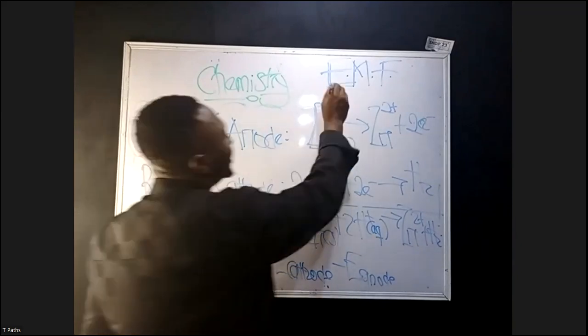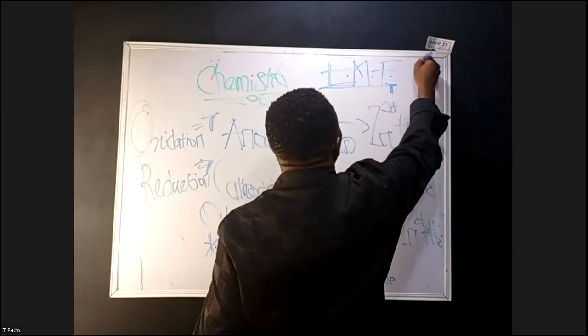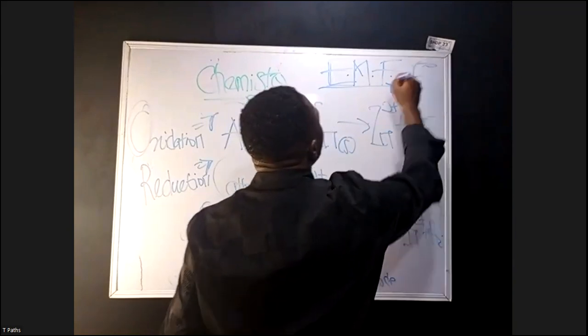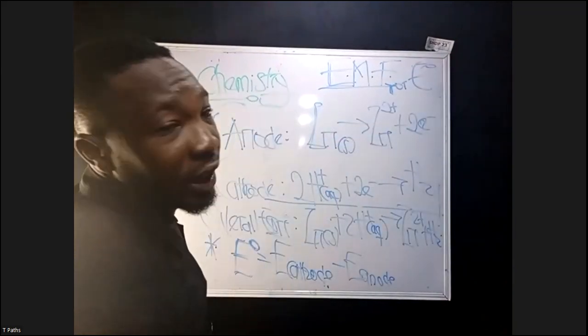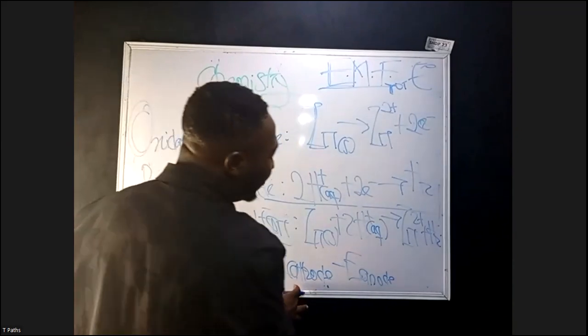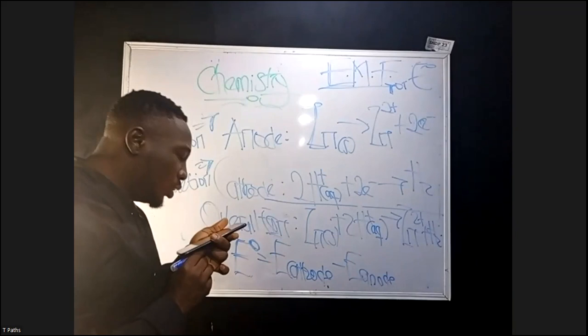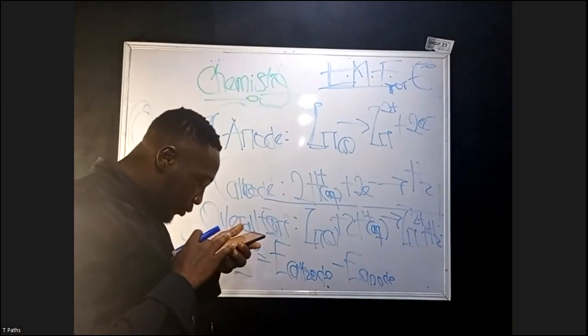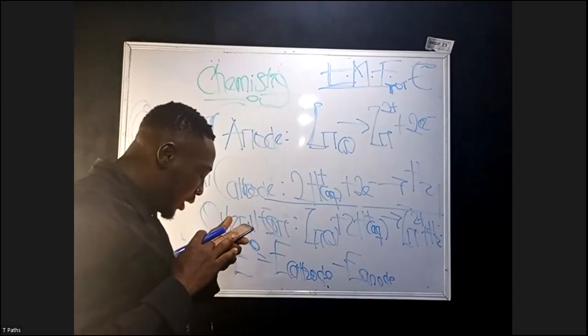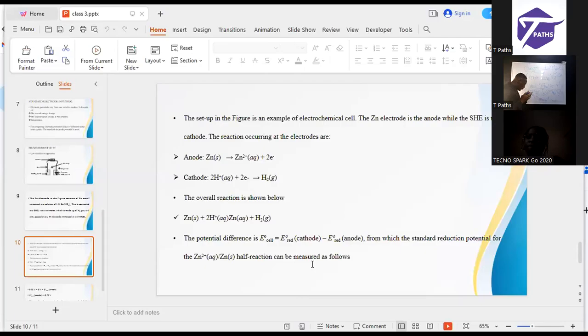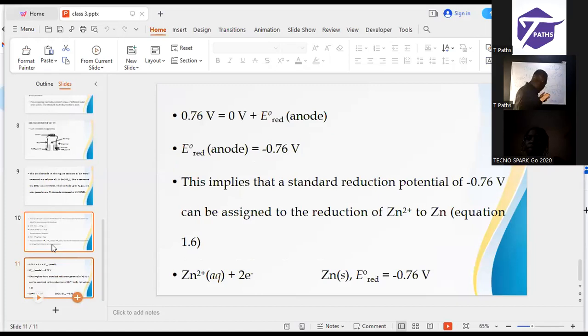This variable is called the EMF or the standard electrode potential. Anyone can call it electromotive force or standard electrode potential. And this is the formula for it: E cathode minus E anode. Very, very popular formula. And then we go to the next slide. What you can see there is that the anode is zinc. The anode is zinc.